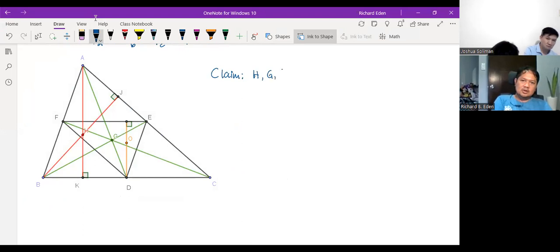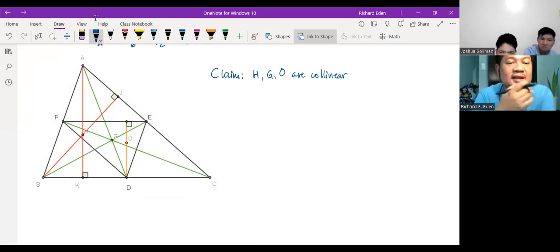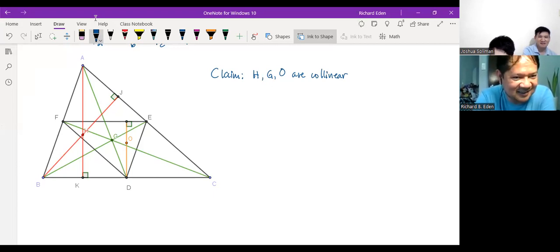Okay. So H, G, O are collinear. Okay. And furthermore, if you connect them from H to O, G is going to be in the middle of them. In fact, G divides HO in a specific ratio. It's the same ratio we've been talking about earlier. Not 1:2. It's like, I think it's 2:4, square root of 3 to the ln of 7. Yes. Something like that, right?